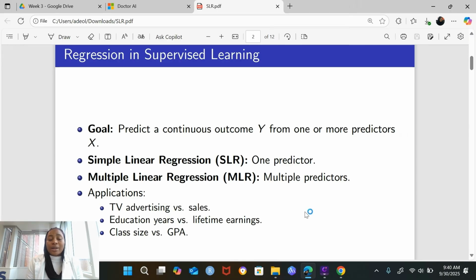All right. Another example will be education years versus lifetime earnings. We want to see whether the number of years of education has any impact on the earnings of anybody with education in this field. Does it have any significant effect, or can it be a predictor variable for their lifetime earnings? Also, the class size versus the GPA. So we want to know whether the class size has an impact on student GPA.